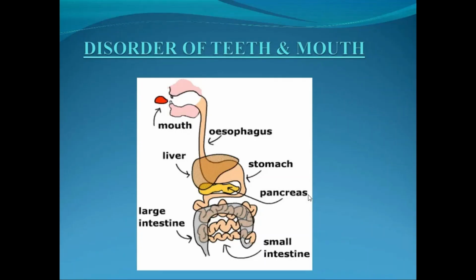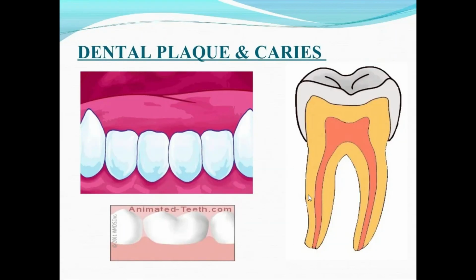So if we talk about disorders of teeth and mouth, there are some diseases. First of all, let's see them in detail. First of all, dental plaque and caries. What are cavities or caries? They are also called cavities or tooth decay.